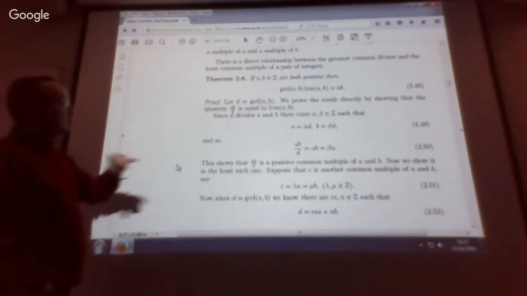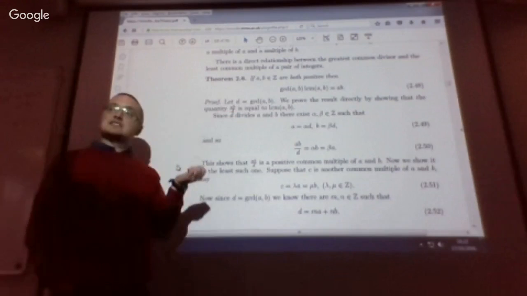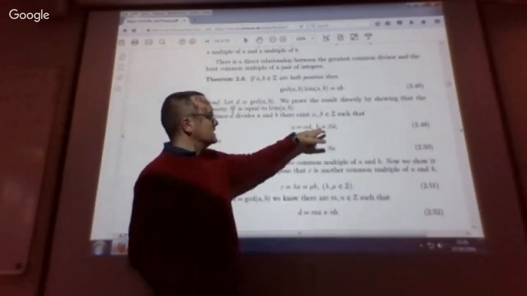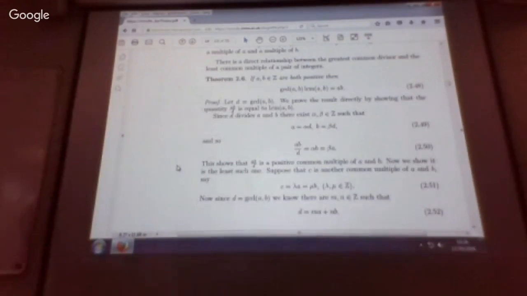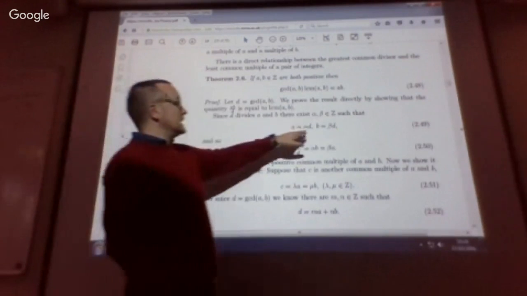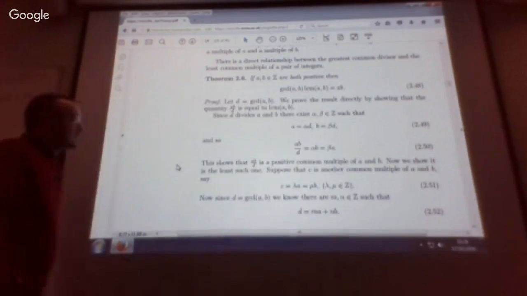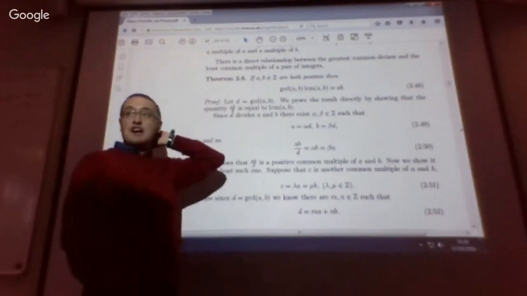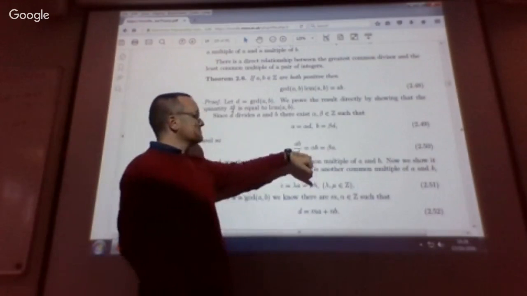Okay. Well, now this number D is special. It's a common divisor of A and B. So we can write A as some multiple of D and B as some multiple of D. All these quantities are integers. So A is an integer multiple of D, as is B. So when you perform the fraction AB over D, there's a couple of ways of writing that.